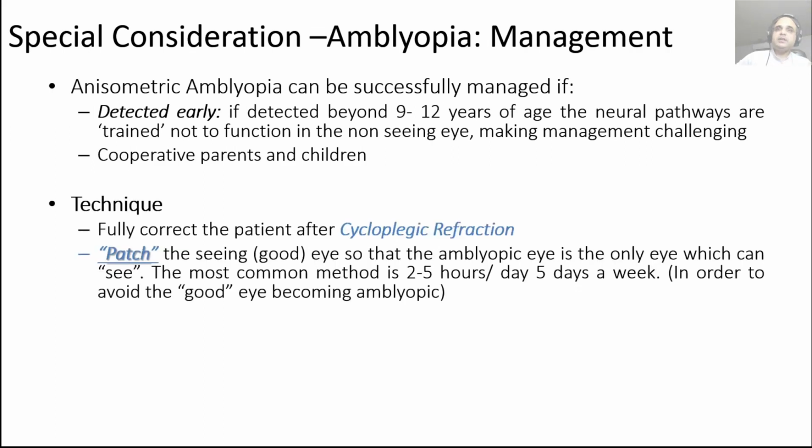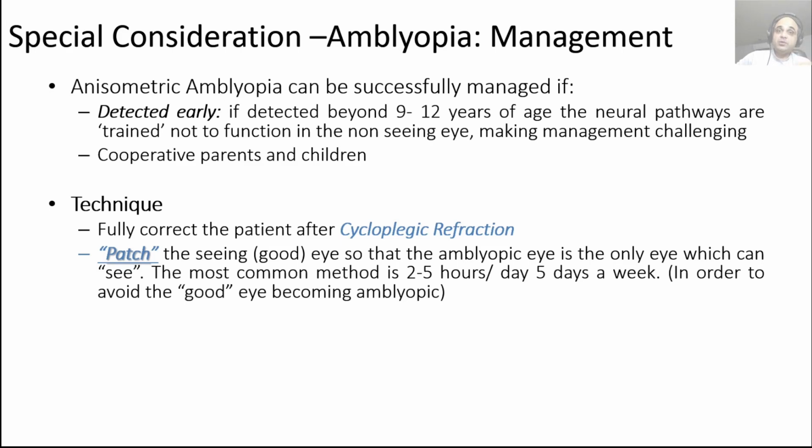The technique is to fully correct the patient or the child doing cycloplegic refraction. Remember, cycloplegic refraction here is a must to determine the exact amount of refractive error, because accommodation is basically the main culprit here. So you need to neutralize accommodation. All these are latent hypermetropes, and unless you do cycloplegic refraction, the exact refractive error can't be figured out.